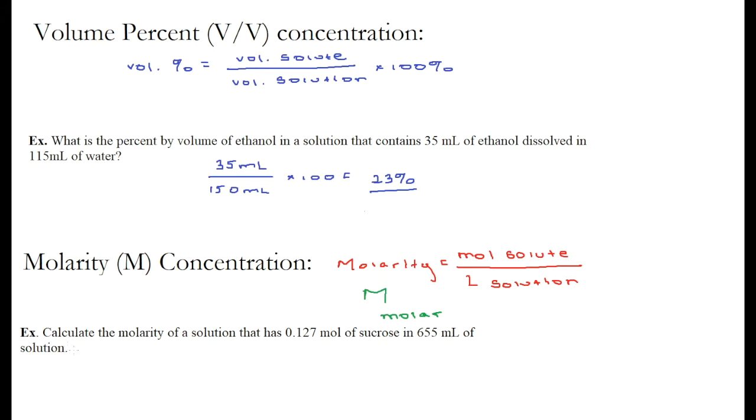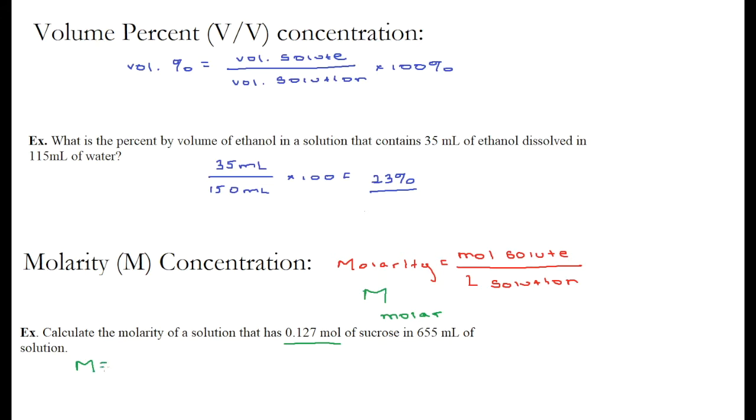Okay, so for this problem, it says calculate the molarity of a solution that has 0.127 moles of sucrose in 655 mL of solution. Here I already have my moles of solute. In a lot of problems you'll be asked, calculate the molarity of a solution that has a certain number of grams of solute. In that case, you would have to convert from grams into moles, but here I'm already in moles, which is awesome.